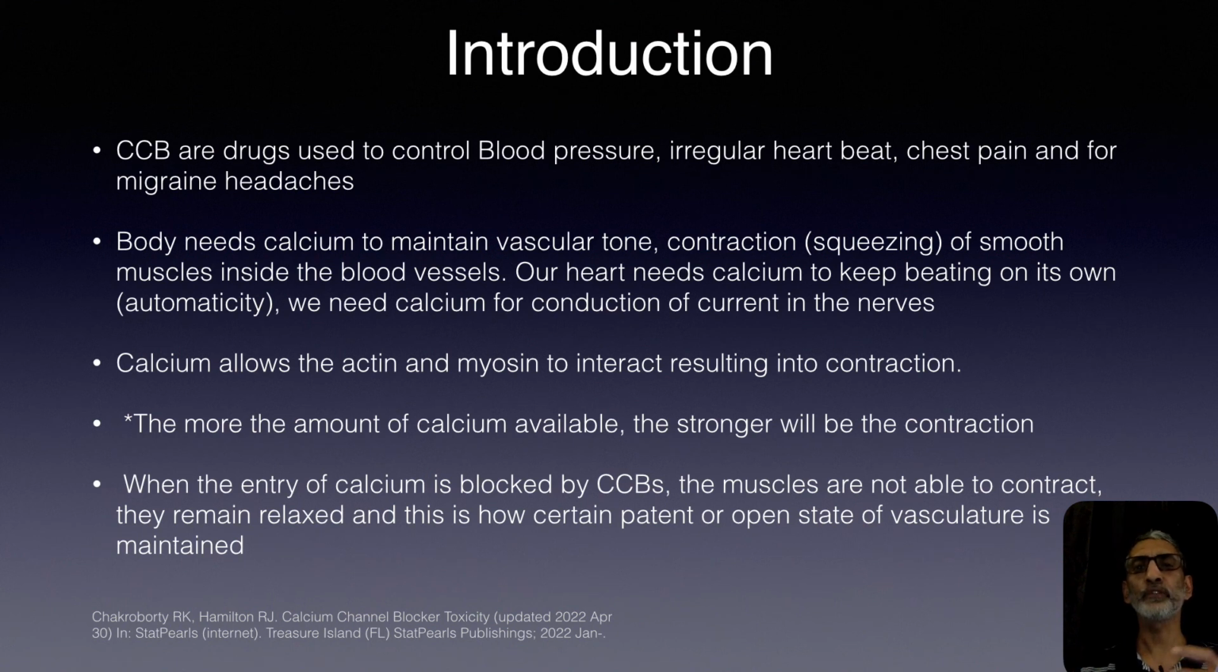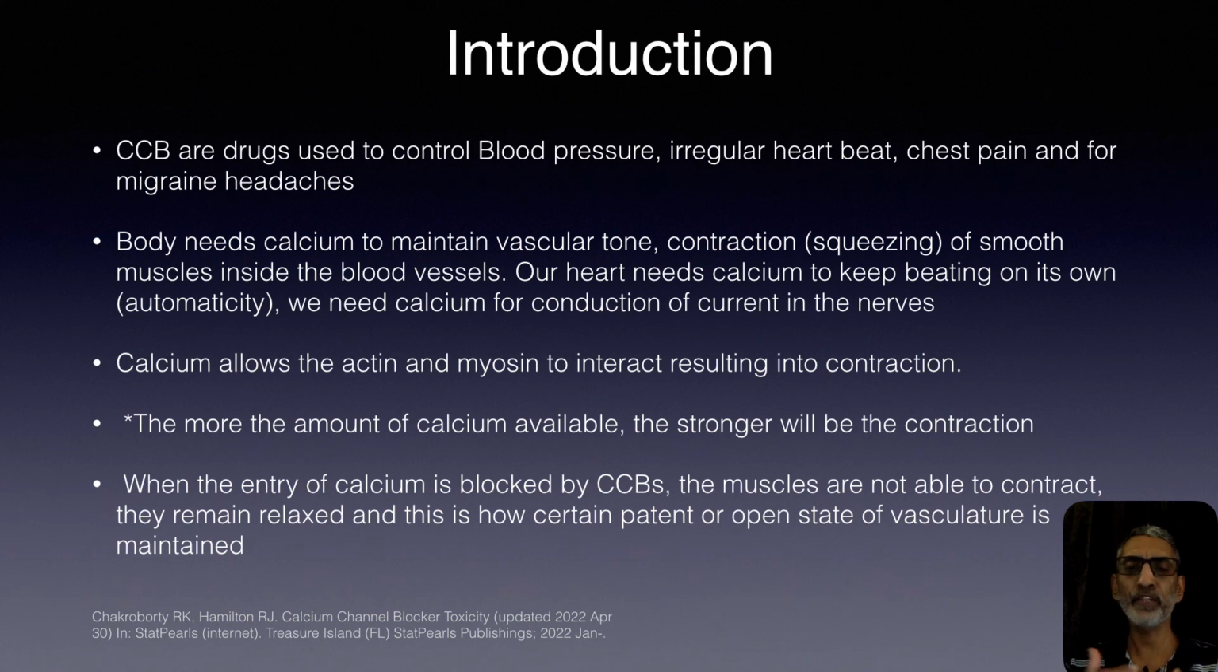And for all this, we need the calcium actually. When the muscle contracts, how strong will the contraction be? It depends on how much calcium is available around. In the presence of calcium, the actin and myosin interact and overlap each other, resulting in contraction of the muscle.